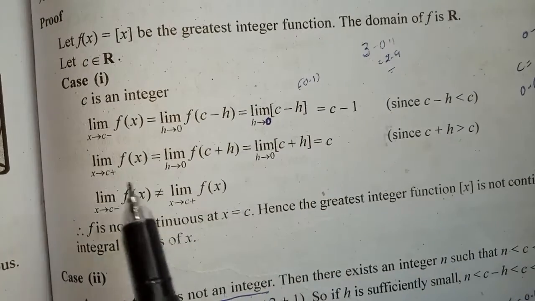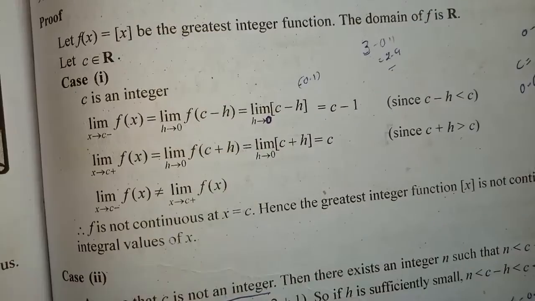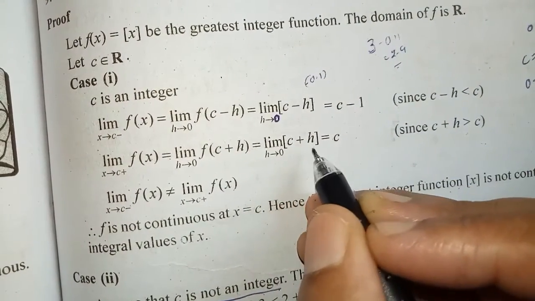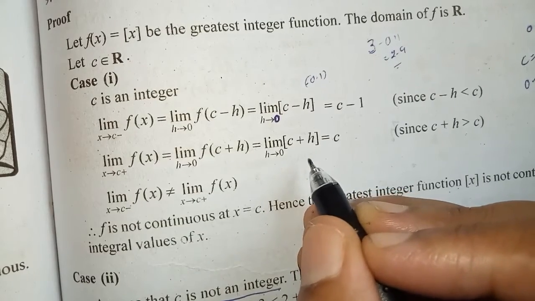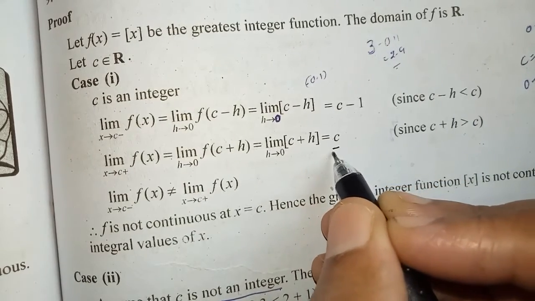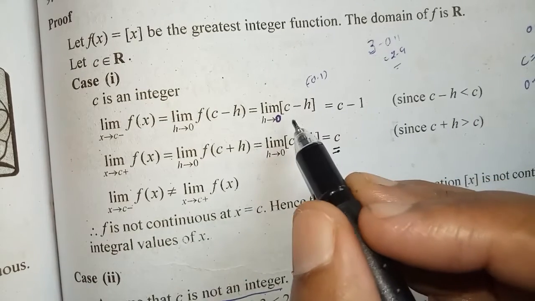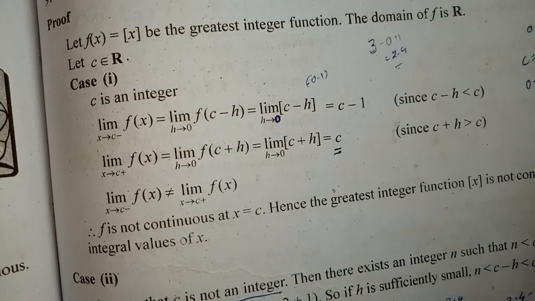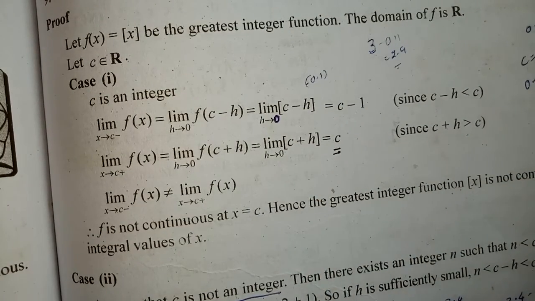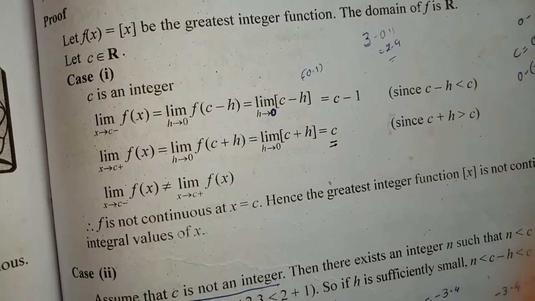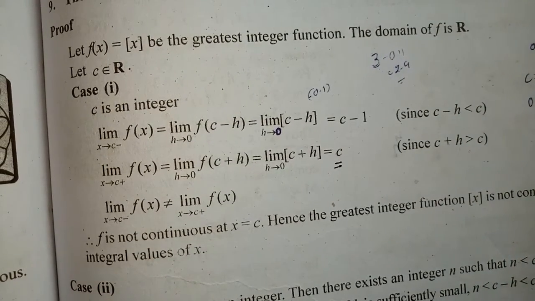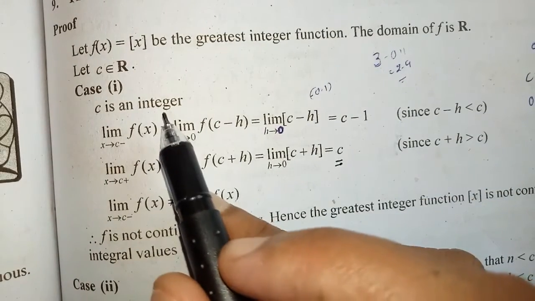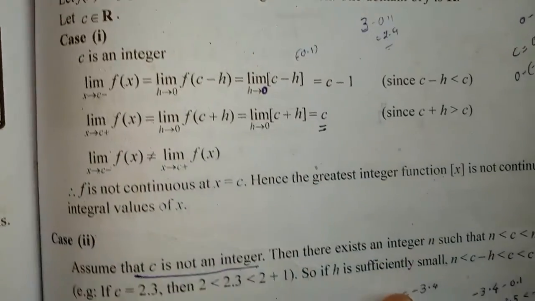Next, the limit as x tends to c plus of f of x is the limit as h tends to 0 of f of c plus h. That means the integer part of c plus h. Just now I told you if it is 3 plus 0.1, it is 3.1 and the integer part of 3.1 is 3. Similarly, if it is minus 3 minus 0.1, what is it, children? It is minus 3.1, so it will be minus 4. Yes or no? So you can see that the left limit and right limit are not the same. Therefore, I can say that when c is an integer, your function is not continuous.